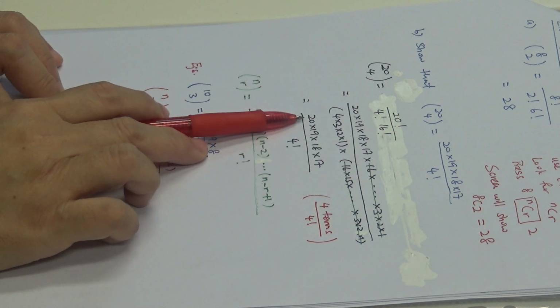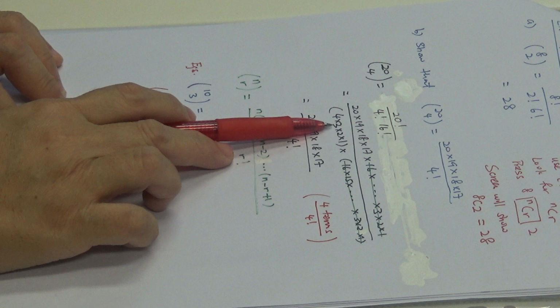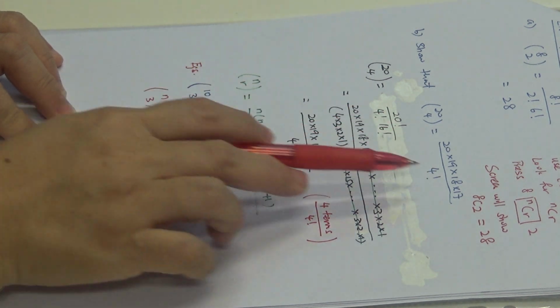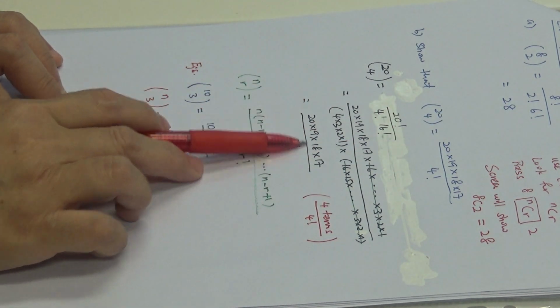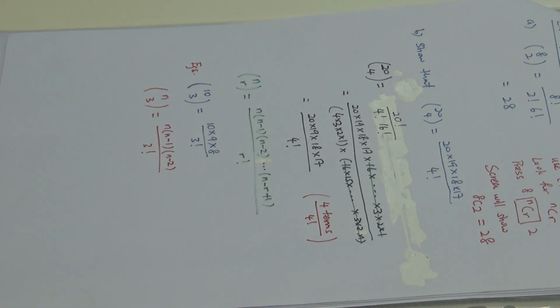And on top, I'm left with 20, 19, 18, 17. And below is 4 factorial because 4, 3, 2, 1. So it's already proven that 20 choose 4 is this. Okay, it is already shown in the proof here.